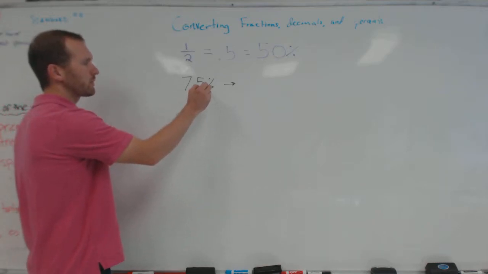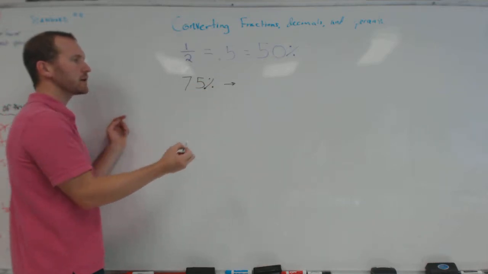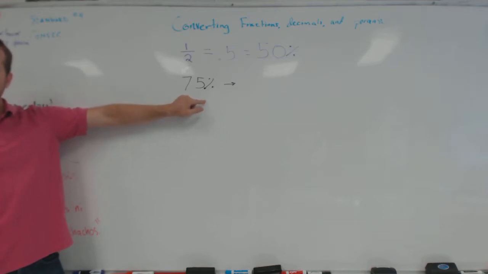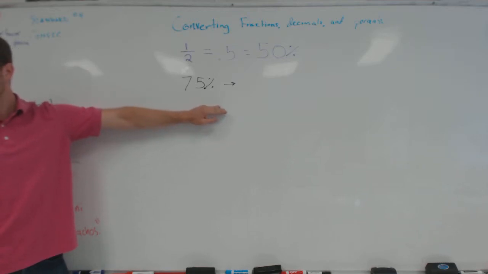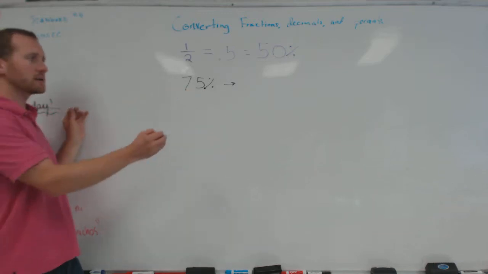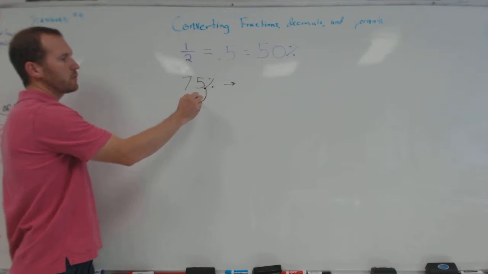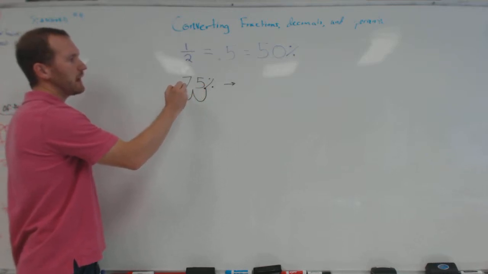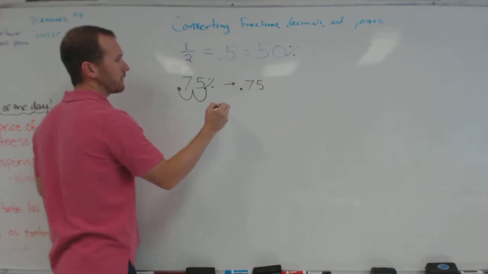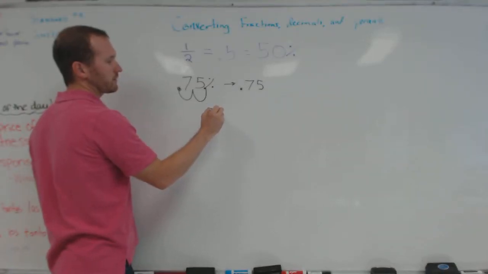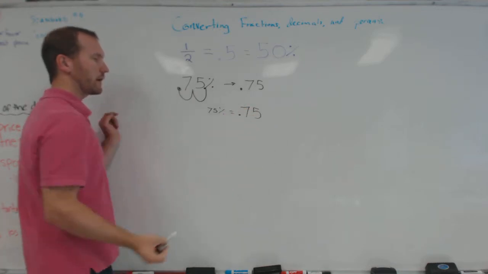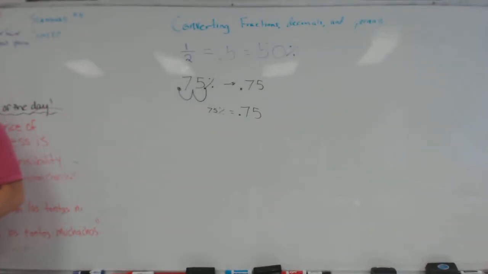Right? So my decimal place is here because 75 is 75.0. So there's an imaginary decimal point right there. And so if I move it 1, 2 over to the left, 75% becomes 0.75. So 75% equals 0.75.